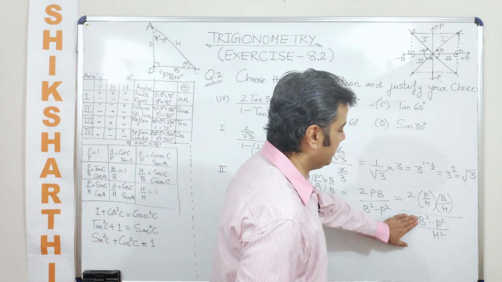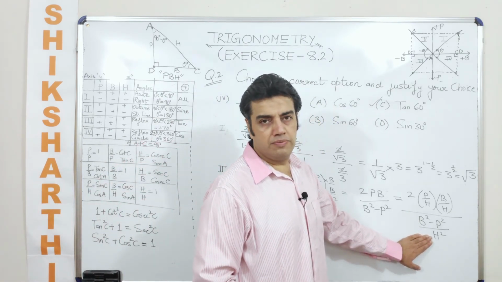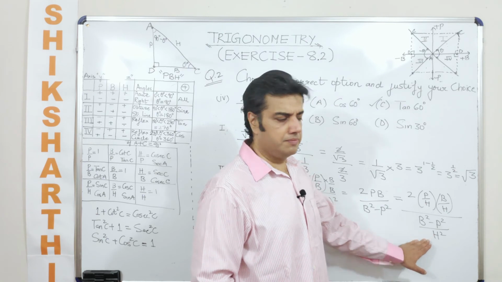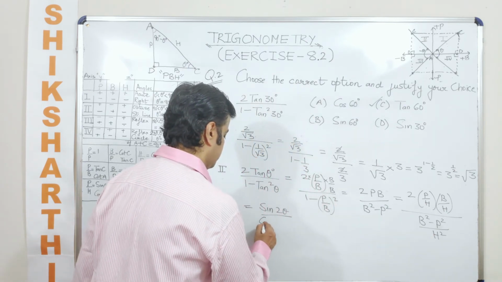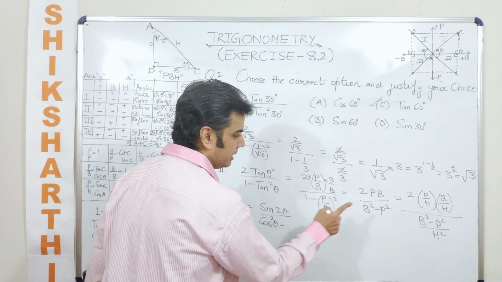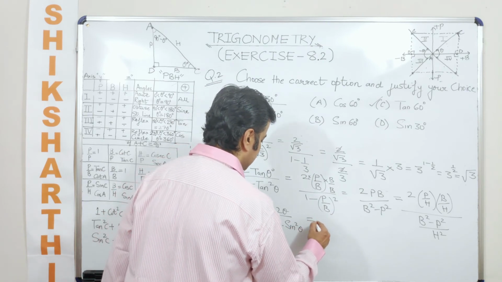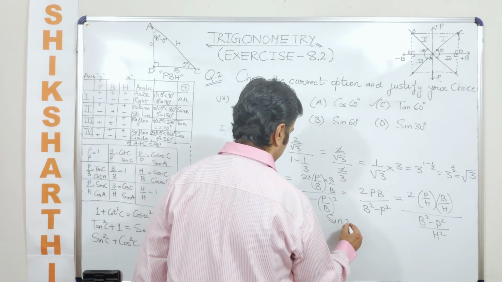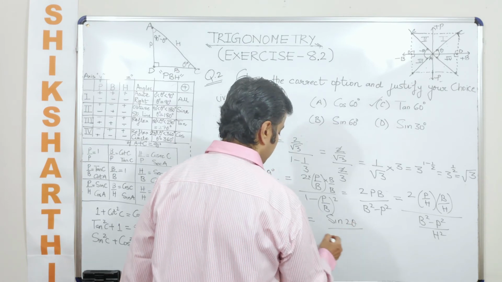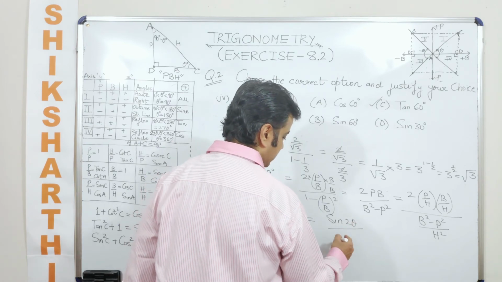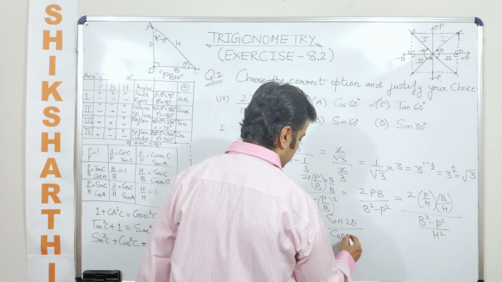And divided by b by h whole square is how much? Cos square theta. Minus p by h whole square is how much? Sine square theta. So this can be further written as, now this is sine 2 theta divided by cos square theta minus sine square theta, which can be written as cos 2 theta.